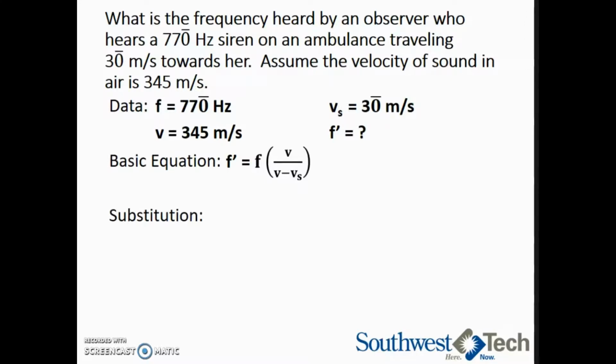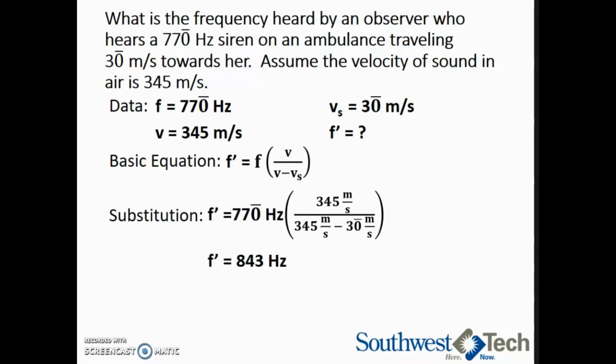Next, we will substitute all of the values we are given. F prime is equal to 770 Hz times 345 meters per second divided by 345 meters per second minus 30 meters per second. Make sure you either use parentheses around the subtraction in the denominator or subtract first. Otherwise, your calculator might not give you the answer you expect. If we enter this correctly, we should end up with a Doppler-shifted frequency, or observed frequency, of 843 Hz. This concludes our Doppler-shifted frequency example.